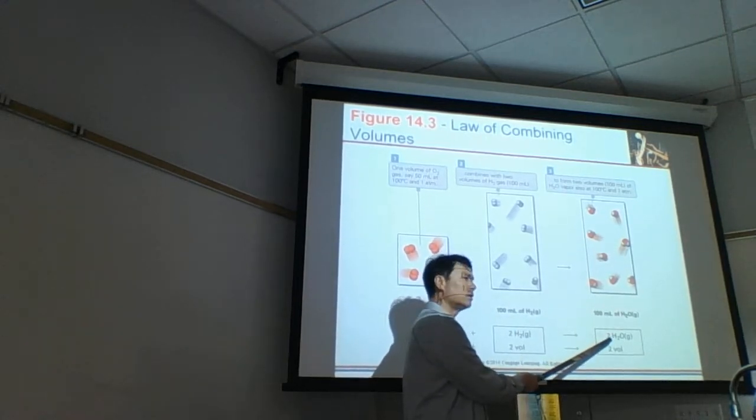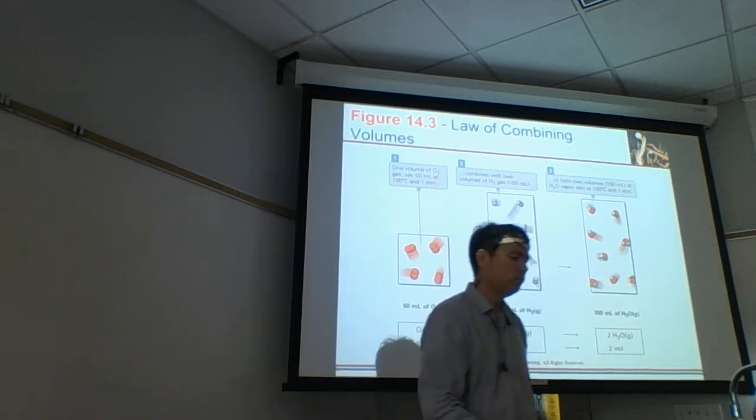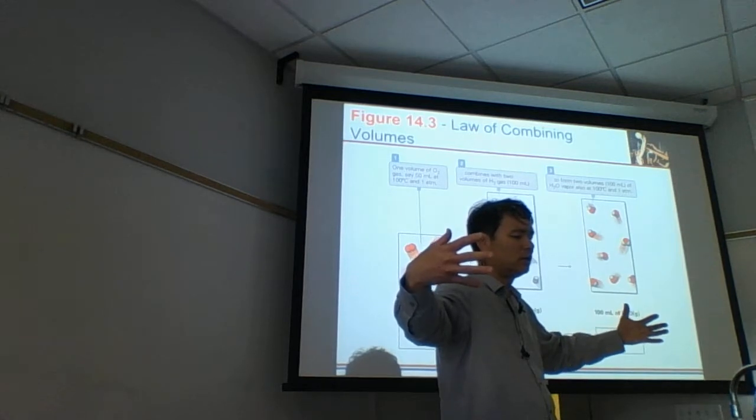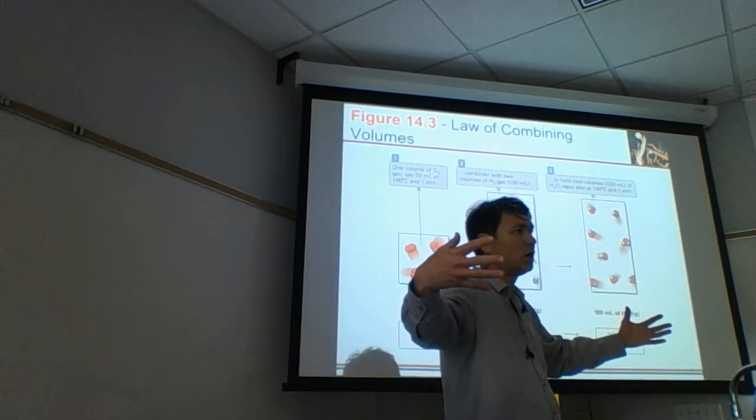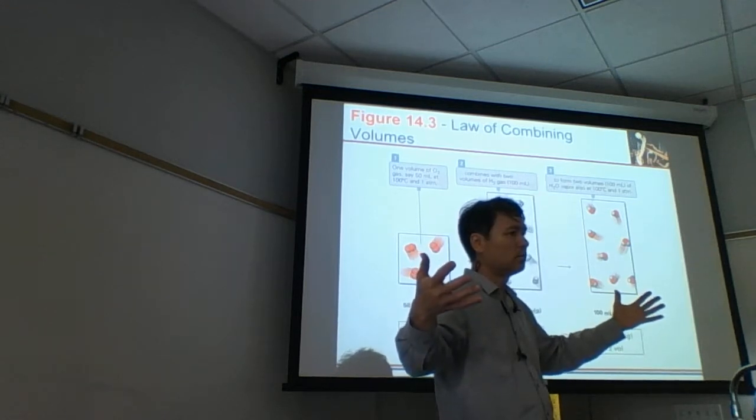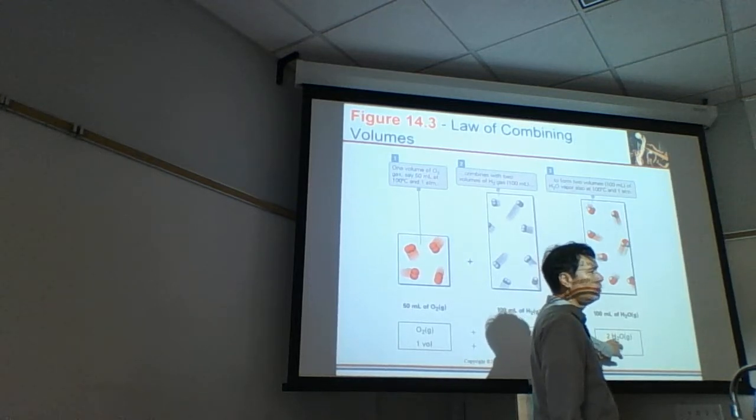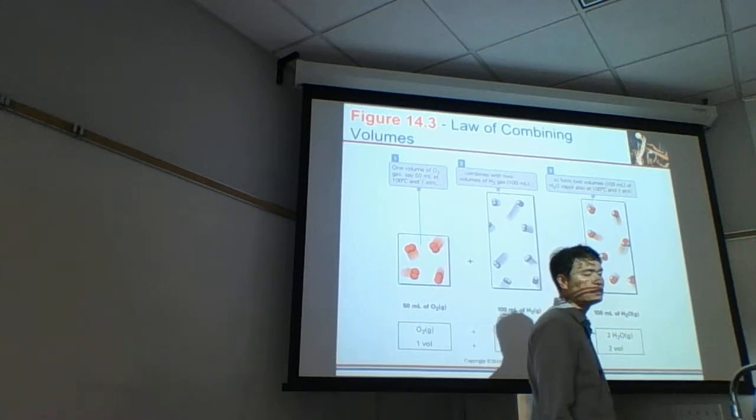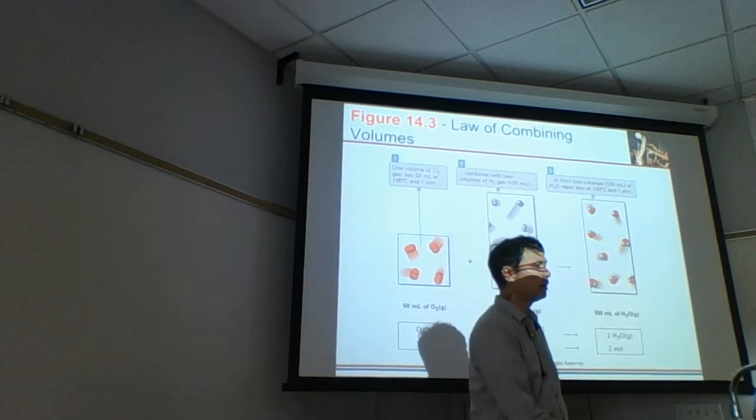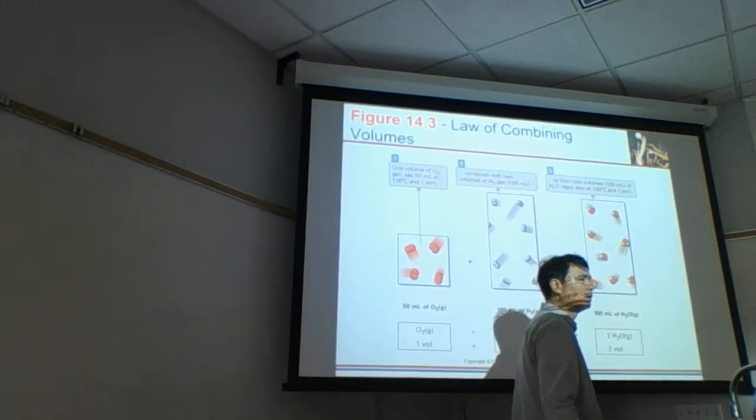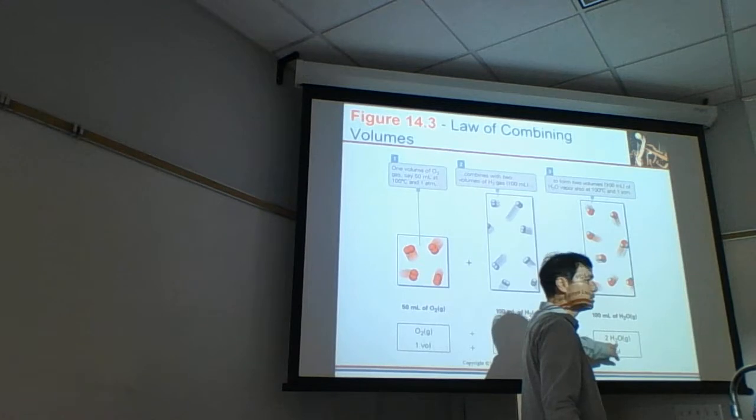But if this is a liquid, then it's not the same, because 1 mole of oxygen gas at 25 degrees C in 1 atmosphere of pressure occupies 24.5 liters. 1 mole of liquid water weighs 18 grams, so that's the molar mass. And so, how much volume does 18 grams of liquid water occupy? 18 milliliters. And therefore, 2 moles of liquid water is 36 milliliters.